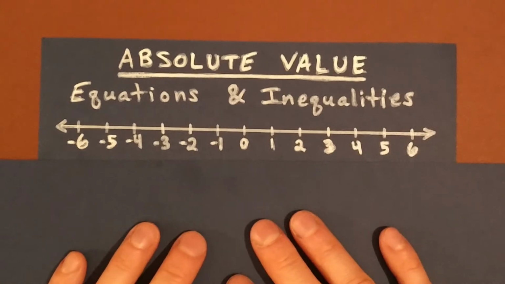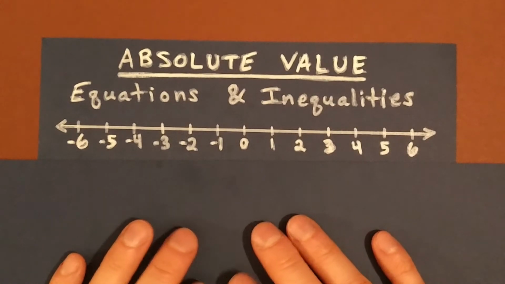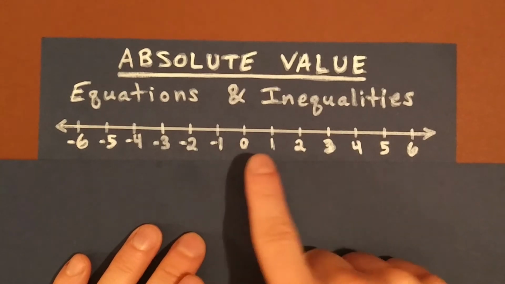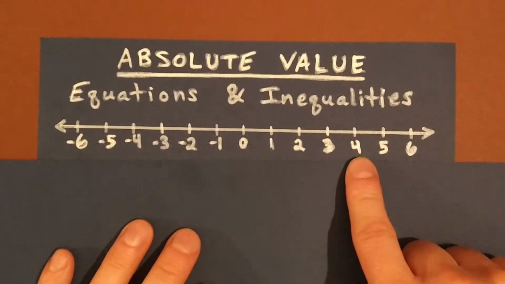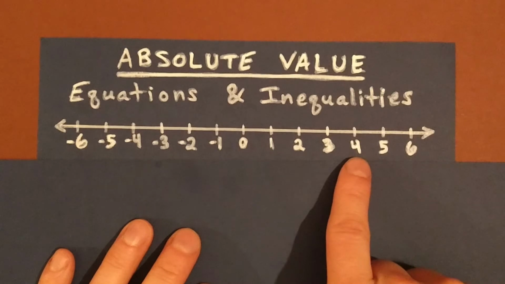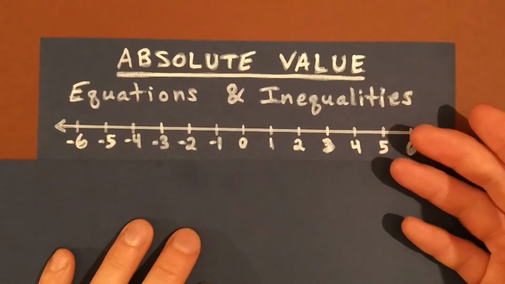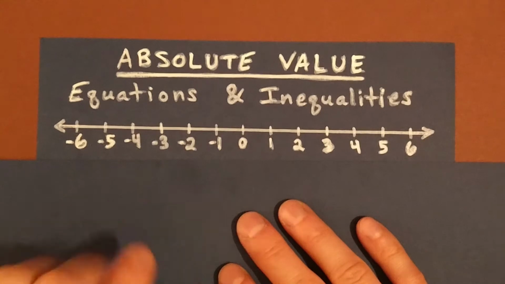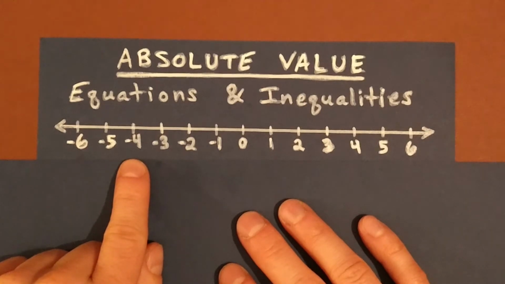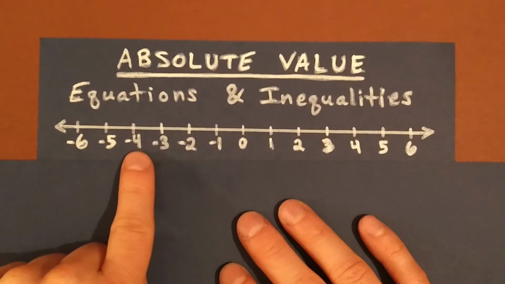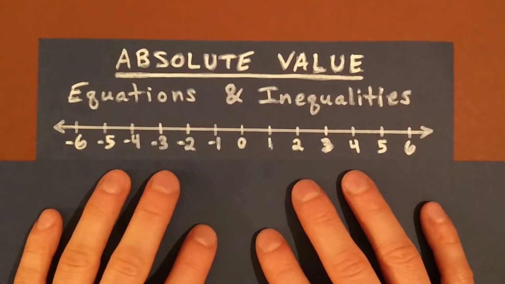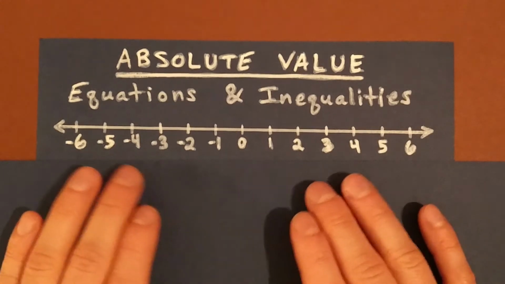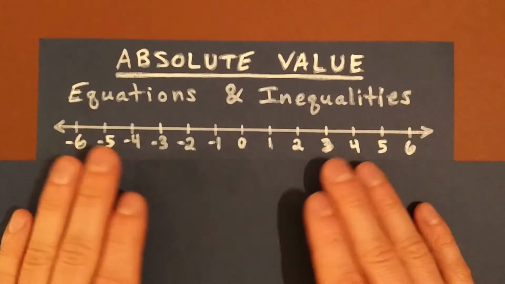We can think of absolute value as the distance from zero on a number line. For example, the number 4 is 4 units from zero, so its absolute value is 4. Negative 4 is also 4 units from zero, but in the other direction. Its absolute value is also 4. The direction doesn't matter. The absolute value is just how far away this number is from zero on the number line.